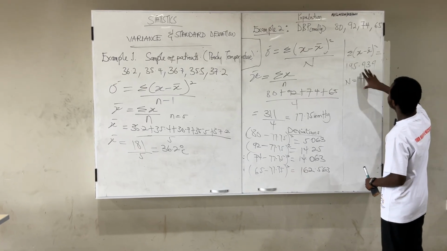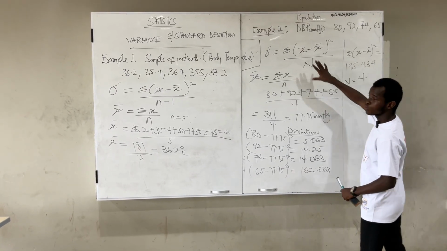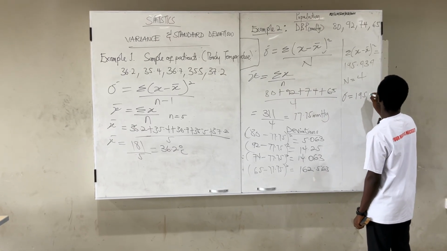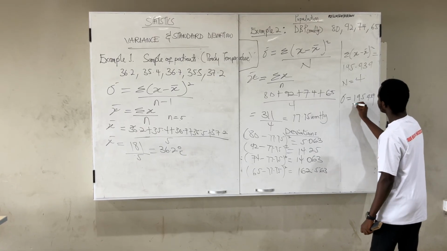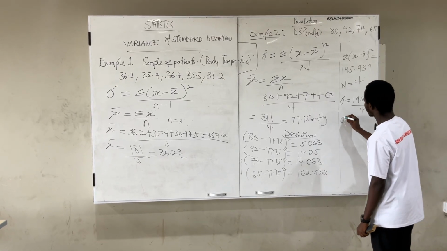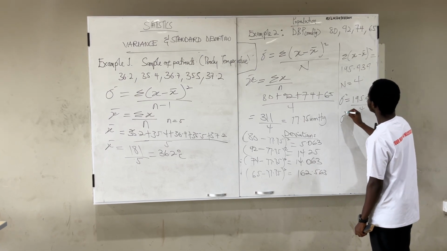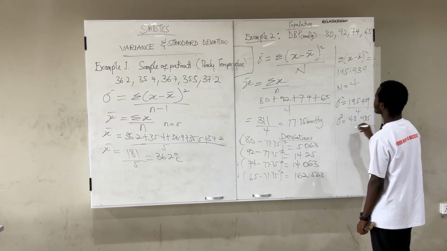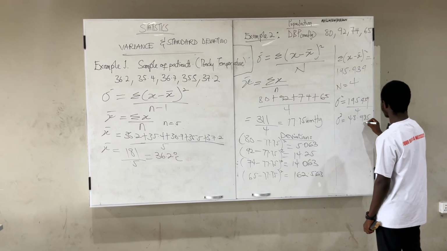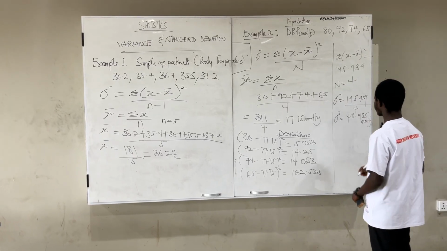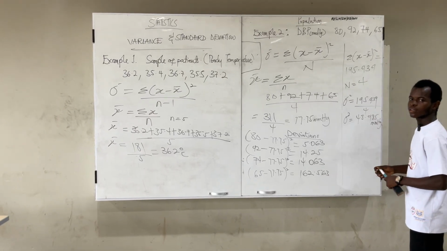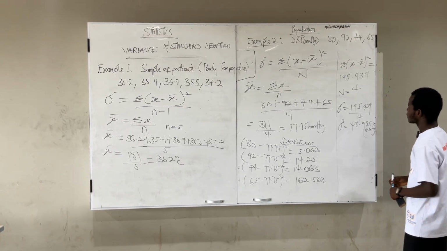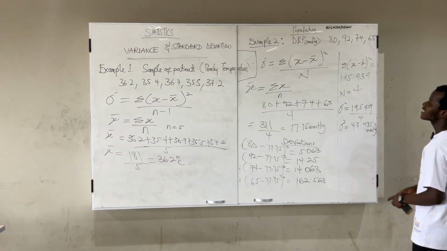Then you substitute these findings into the formula. So the variance will be 195.939 divided by 4, which will give you 48.985 in millimeters of mercury, mmHg squared. Now, we are going to calculate the standard deviation.